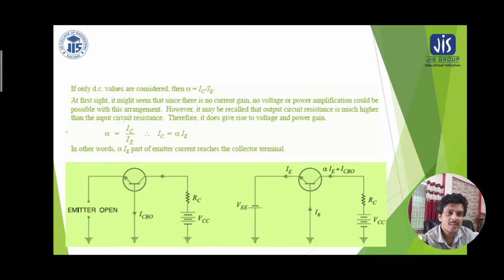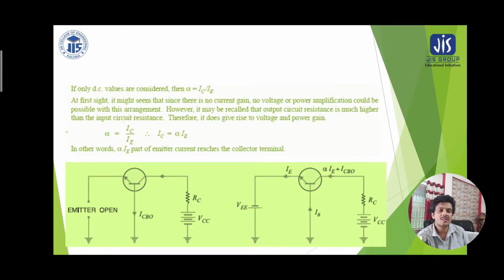Therefore, it does give rise to voltage and power gain. So alpha is equal to IC by IE, therefore IC equals alpha times IE. In other words, alpha IE, a part of the emitter current, reaches the collector terminal. So here the emitter is open.